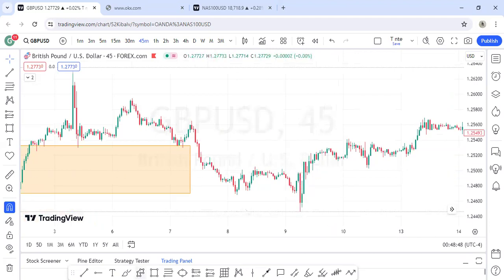Last push down, the market made an order flow here. It pushed down, then the market broke up. Although this was not very convincing, the market still came back to it.